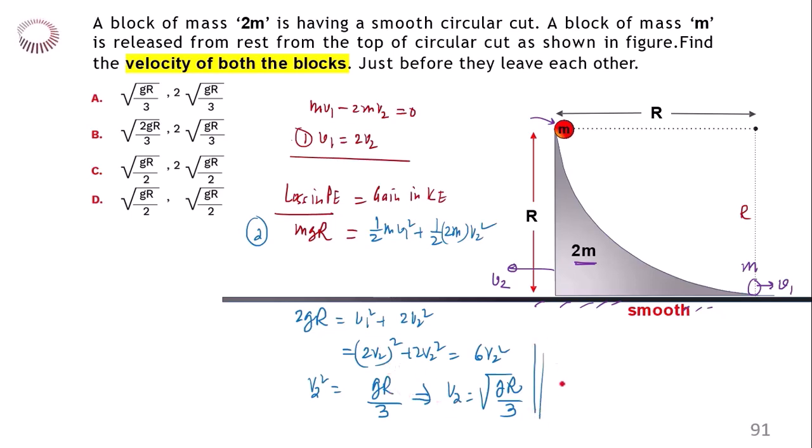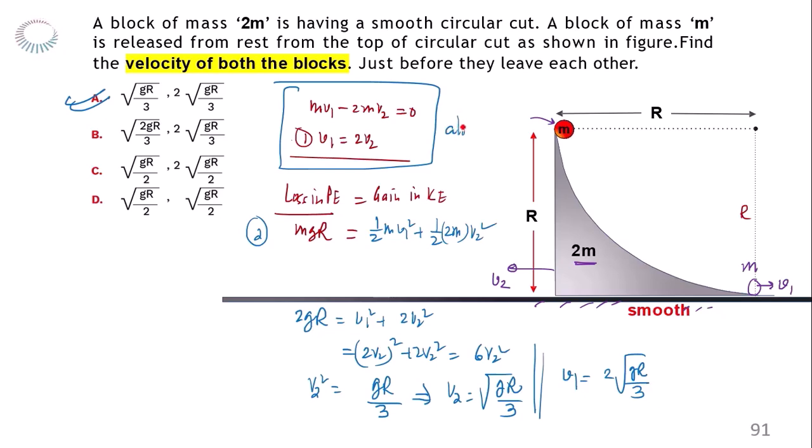Now correspondingly, what is the velocity of the m mass? v1 is equal to 2 times v2, that is 2 times under root of gr by 3. So these are the two answers. One answer is root of gr by 3, another is 2 times root of gr by 3, that is the A option. So in this situation, I have to apply both the conservation of linear momentum and also the conservation of energy. And while applying the conservation of linear momentum, I am applying it only along x. Why? The net force is 0 along x, but along y, the net force is not equal to 0.